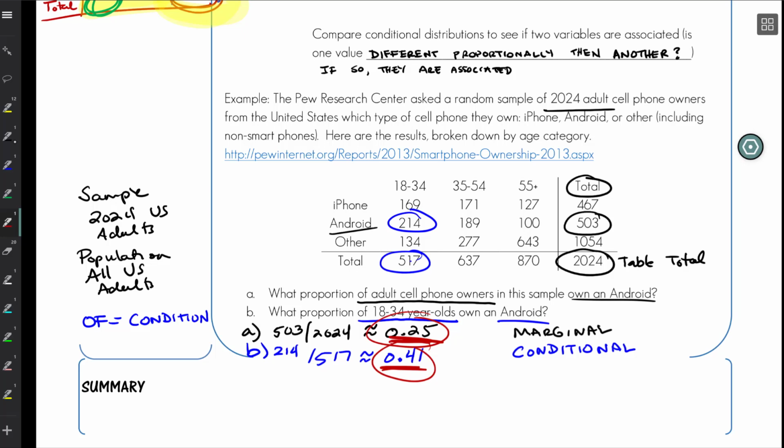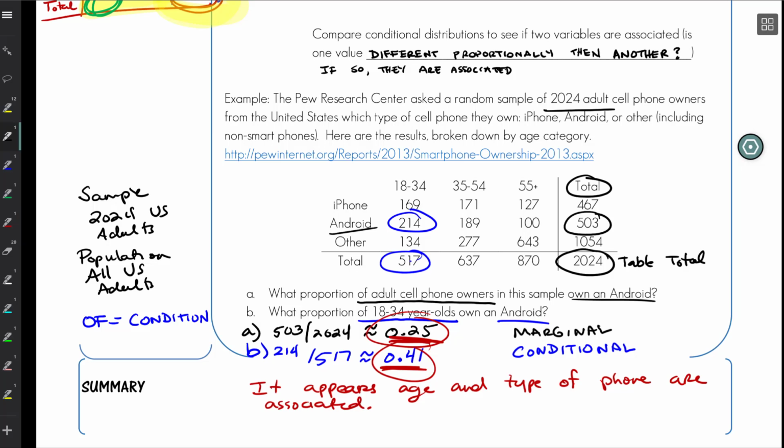And here I could even add just an additional note: it appears age and type of phone are associated with each other. So now let's take a look at some more examples and dive a little bit more deeply into this, because this is only just the very basics.